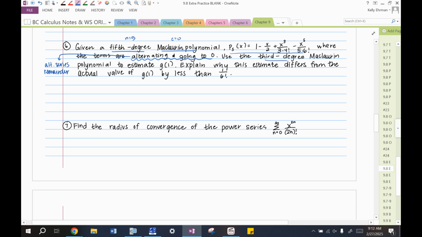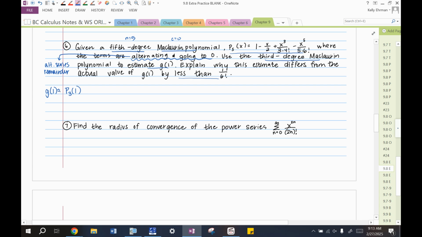Use the third degree Maclaurin polynomial to estimate g of 1. Explain why this estimate differs from the actual value of g of 1 by less than 1 over 6 factorial. Okay, so first of all, what is P3? P3 of 1 is going to be our estimate for g of 1.